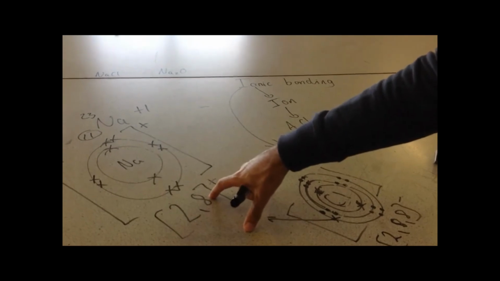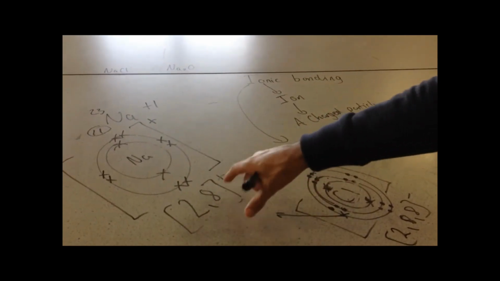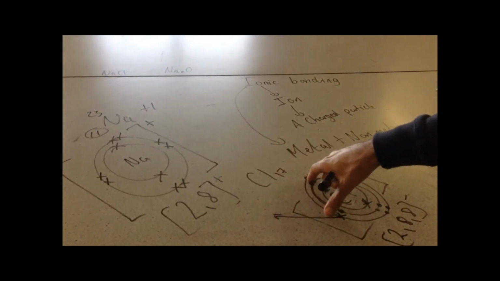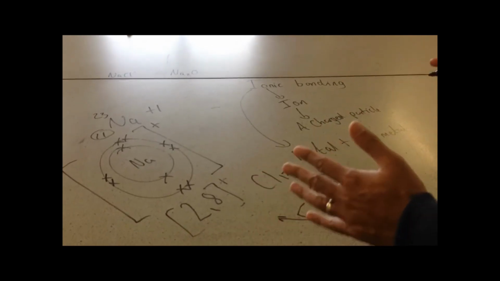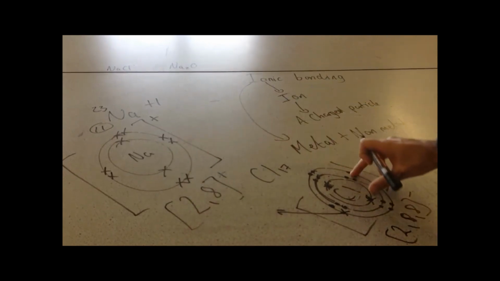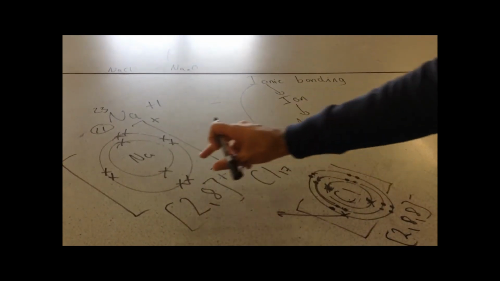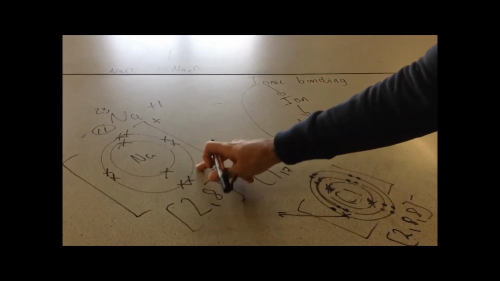Everyone is happy. This is ionic bonding. Do not get confused between ionic bonding and covalent bonding. This is only for ionic bonding when you're drawing dot and crosses and the electrons are being given away or they're going to be received by an element.